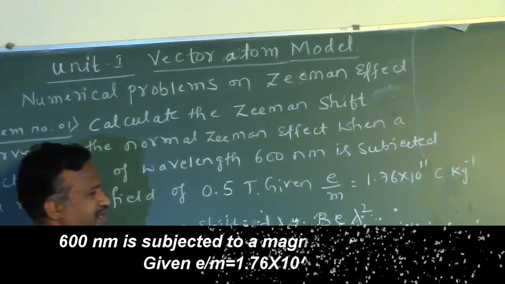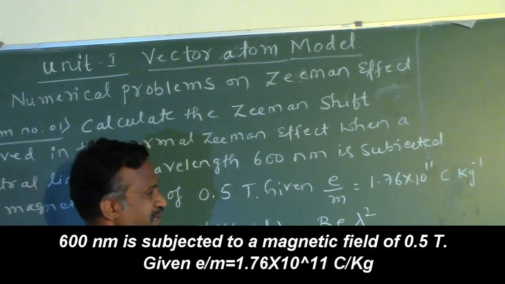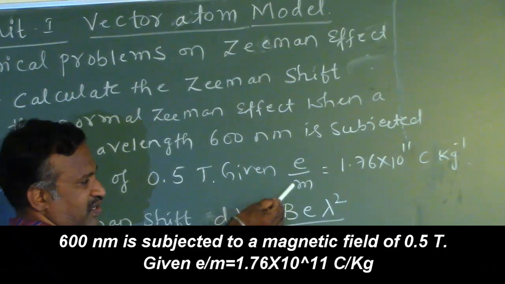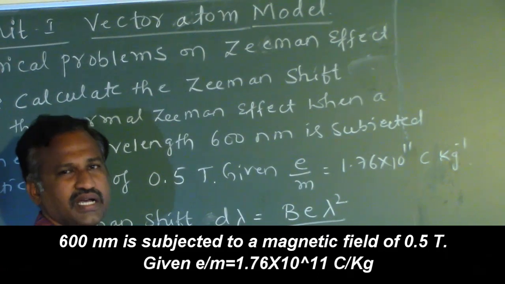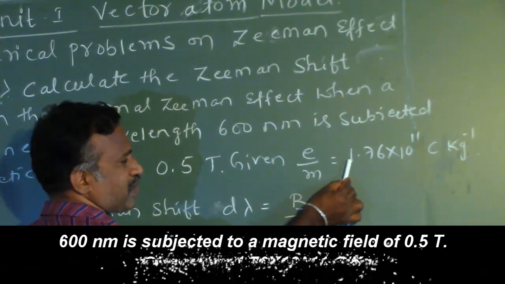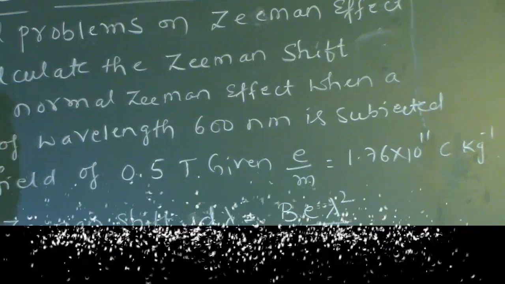What else are they given? They are given a constant value, that is the e by m ratio of the electron. So what is the e by m ratio? It is nothing but the charge of the electron to the mass of the electron. This ratio is what we call the specific charge ratio of the electron. It turns out to be 1.76 into 10 to the power of 11 coulomb per kg.